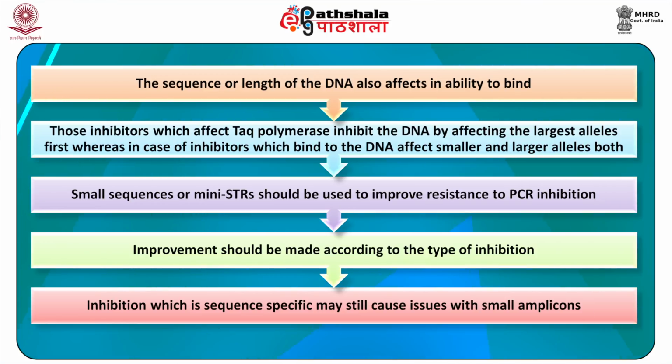Those inhibitors which affect Taq polymerase inhibit the DNA by affecting the largest alleles first, whereas inhibitors which bind to DNA affect smaller and larger alleles both. Small sequences or mini STR must be used to improve resistance to PCR inhibition. Improvement should be made according to the type of inhibition. Inhibition which is sequence specific may still cause issues with small amplicons.